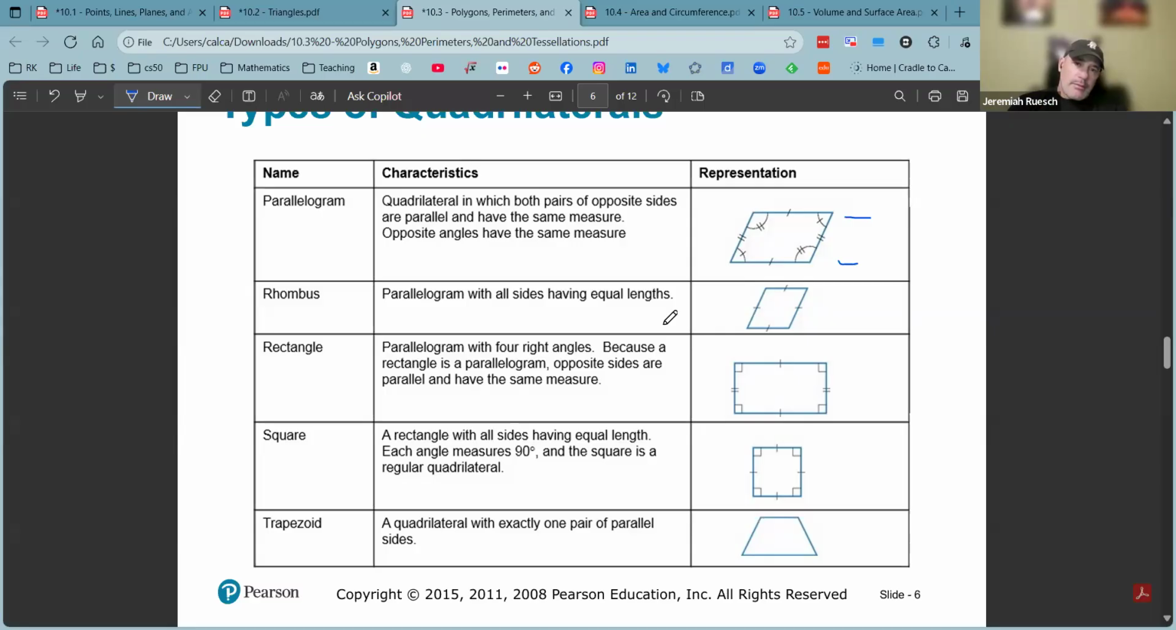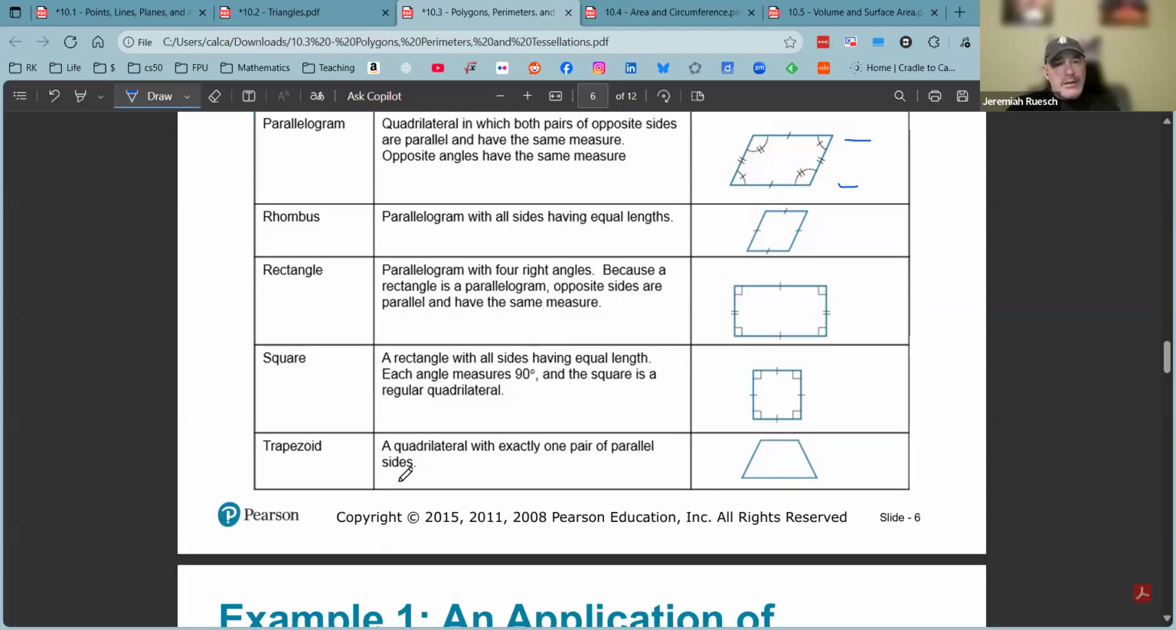A rhombus is a parallelogram. A square has parallel sides. A square is a special case of a rhombus, and a square is also a special case of a rectangle. So squares fall into a lot of categories. A parallelogram with right angles is a rectangle, and a square, of course, is the special case we already mentioned. And a quadrilateral with exactly one pair of parallel sides is called a trapezoid.